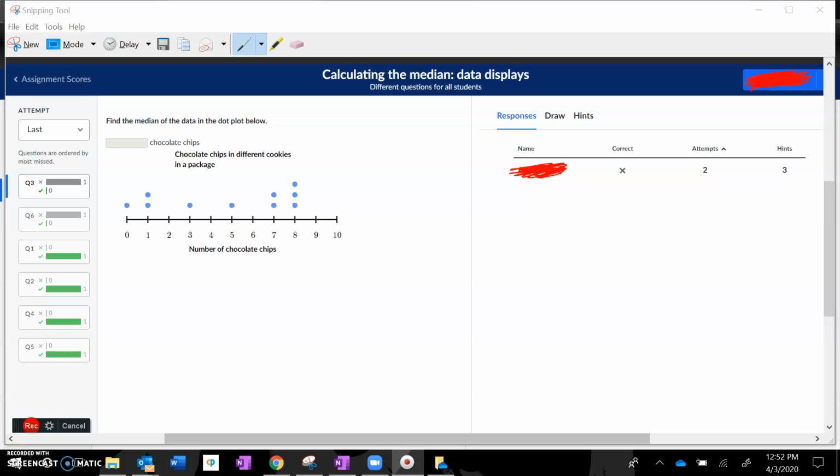Hey mathematicians, this is a commonly missed question I'm noticing when I look at your feedback, and it's about calculating the median of the data displays. And so we're talking about median here, and like we have said before, median is middle.